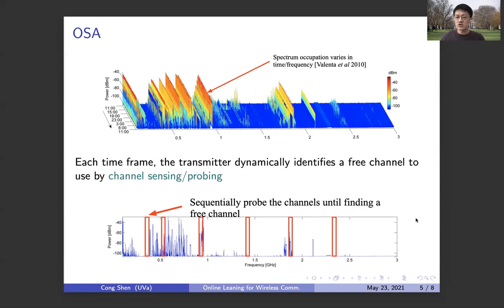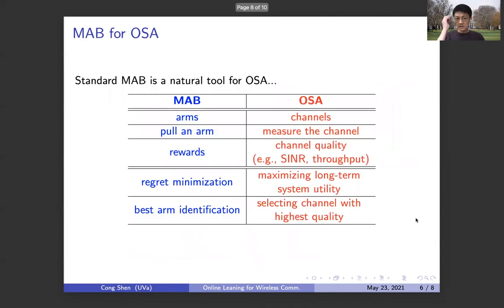For example, how do I sequentially probe the channels can be one of the very earliest questions you can ask. If I'm given a list of, let's say, 15 channels, how should I start? And what is the order of the channels that I should pursue for channel sensing and probing? As a matter of fact, the ordering really matters. We will talk about it briefly, but this is intuitively understandable. Here I'm showing one particular problem in OSA that can already use online learning or multi-arm bandit algorithms.